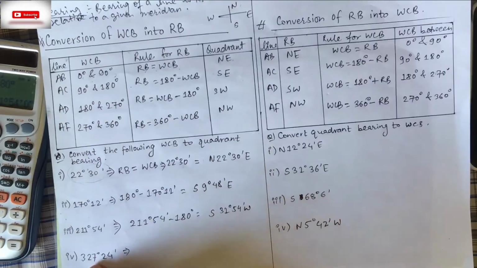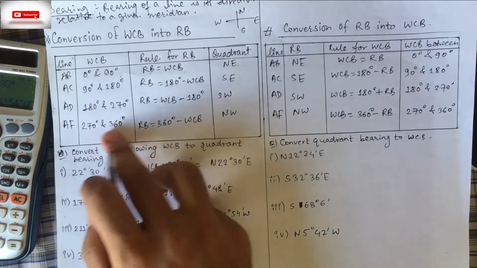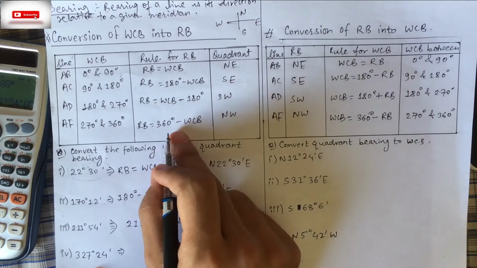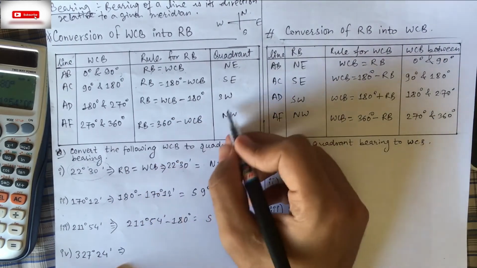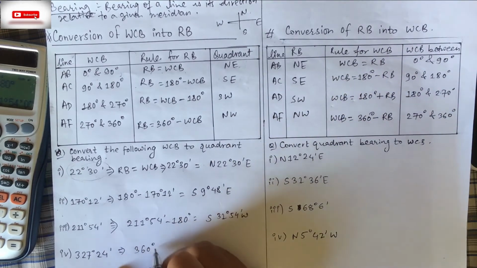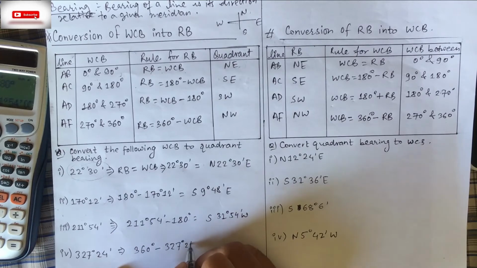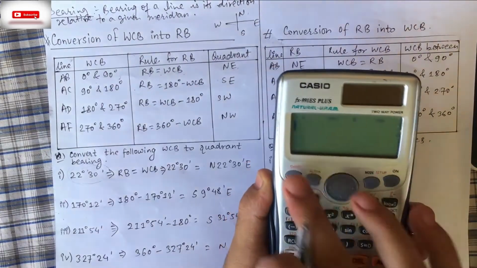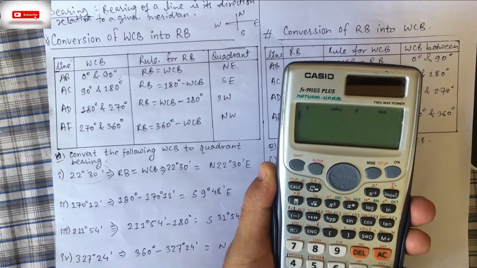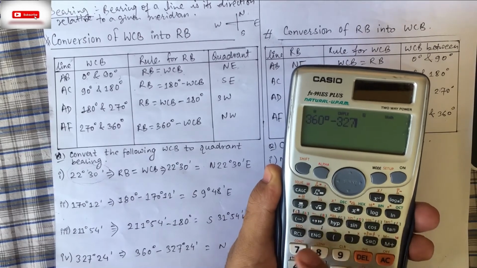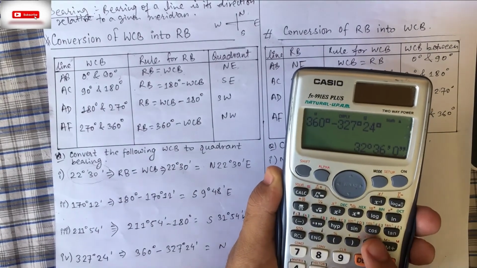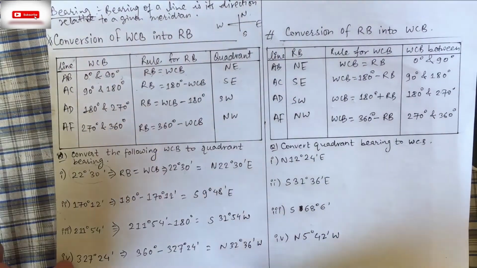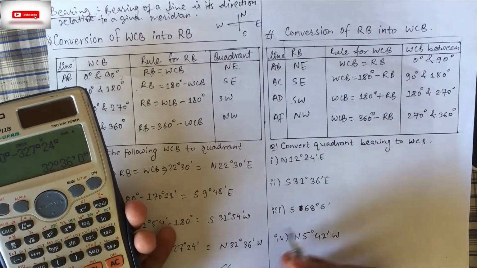For the fourth one, 327 degree 24 minute, it will be between 270 degree and 360 degree. So the formula is RB is equal to 360 degree minus WCB, and it falls in the northwest. So 360 degree minus WCB, which is 327 degree 24 minute. Again we will use the calculator. 360 degree minus 327 degree 24 minute gives 32 degree 36 minute. Okay friend, this is the way to convert WCB into RB.